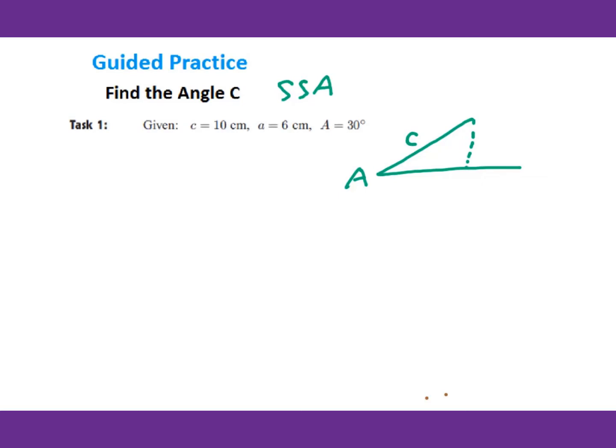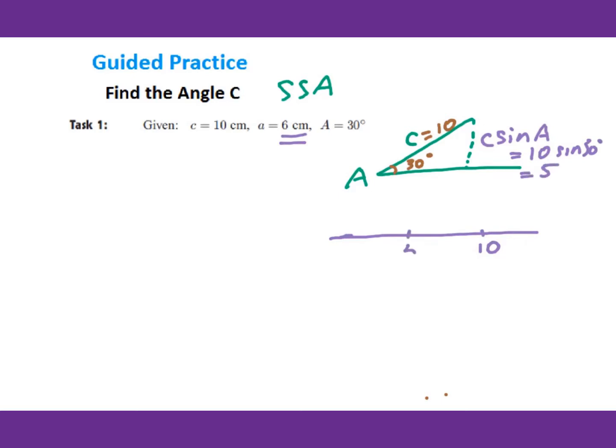For c, we know that is a 10. Angle A is 30 degrees. Then we need to draw this line. We already got this is a 10, and a is less than 10 because that's a 6. So we need to figure out c sine A. We put it into the calculator, you will get 10 times sine 30 degrees equals 5. So we got this is a 5.